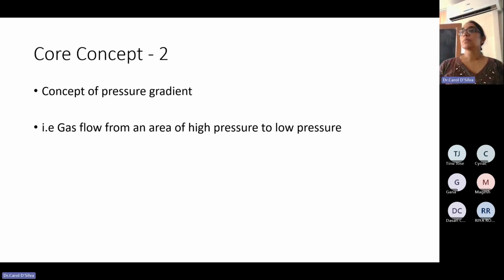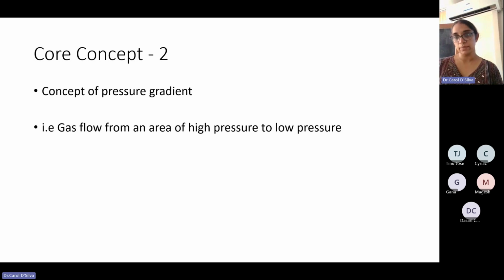So the simpler concept is that if air has to move from one area to another, it moves along a pressure gradient, okay? And this is what the ventilators do. You have positive pressure ventilators, you have negative pressure ventilators, you have BiPAPs, those are also positive pressure ventilators. So only if you create this pressure gradient will there be a flow of air from one place to another. And gas always moves from an area of high pressure to low pressure, okay?